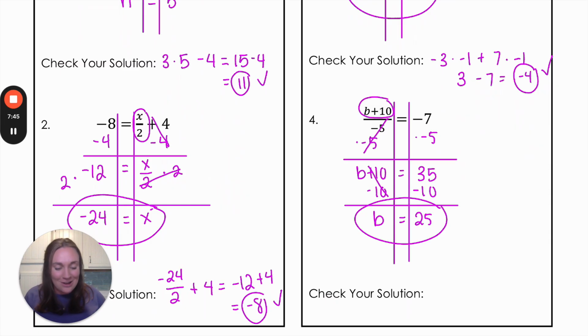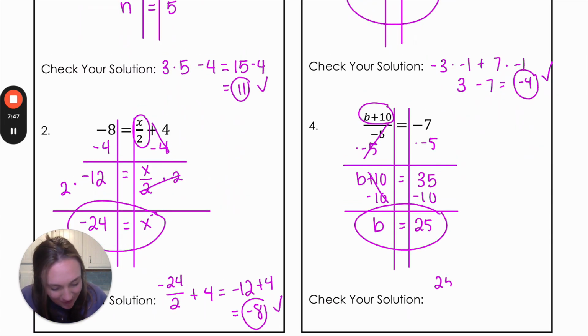All right, let's go check our work. So 25 plus 10, all divided by -5. So 25 plus 10 will give me 35.